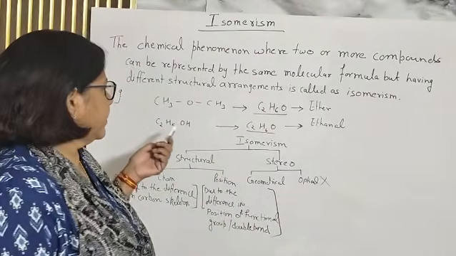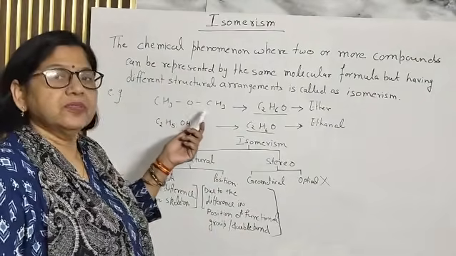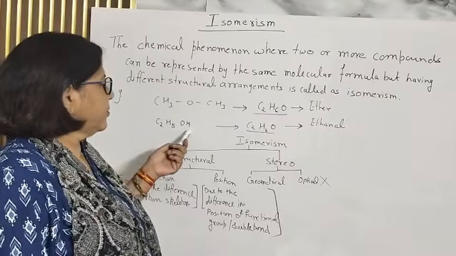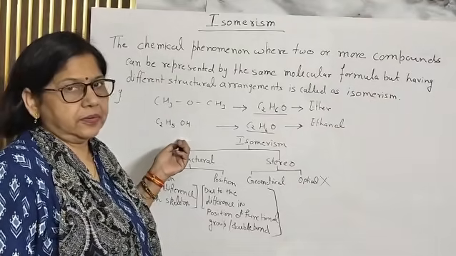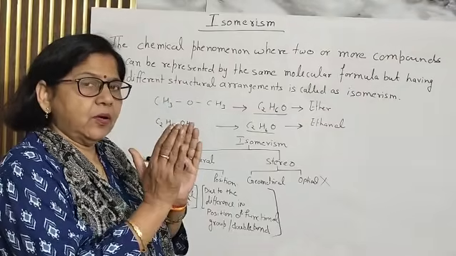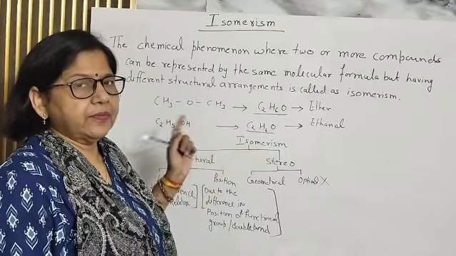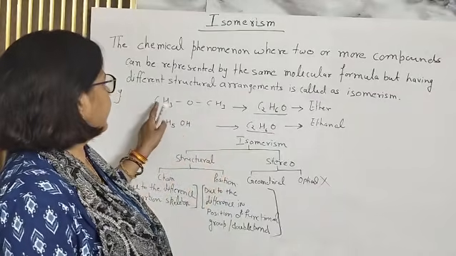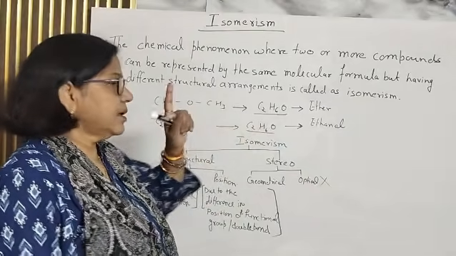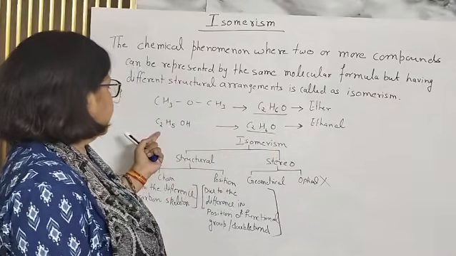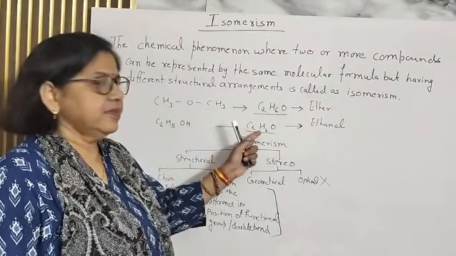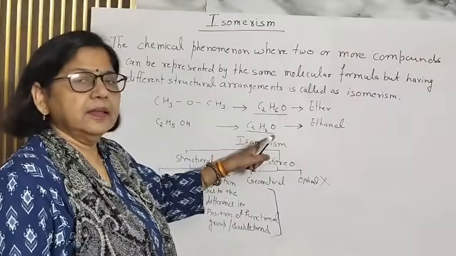I am giving an example. I have written CH3OCH3, it is an ether, and C2H5OH, this is ethanol, right? But if I write the condensed molecular formula, meaning I write all the different types of atoms collectively, how many carbons are there? 2. How many hydrogens are there? 6. How many oxygens are there? Only 1. Similarly here, 2 carbons, 6 hydrogens, and 1 oxygen.